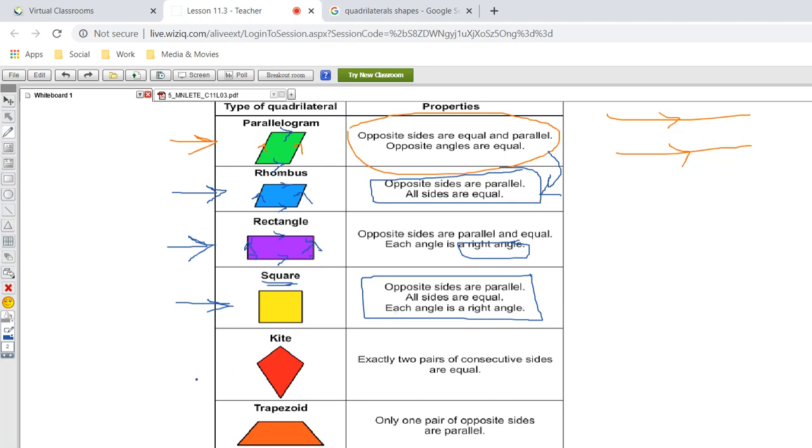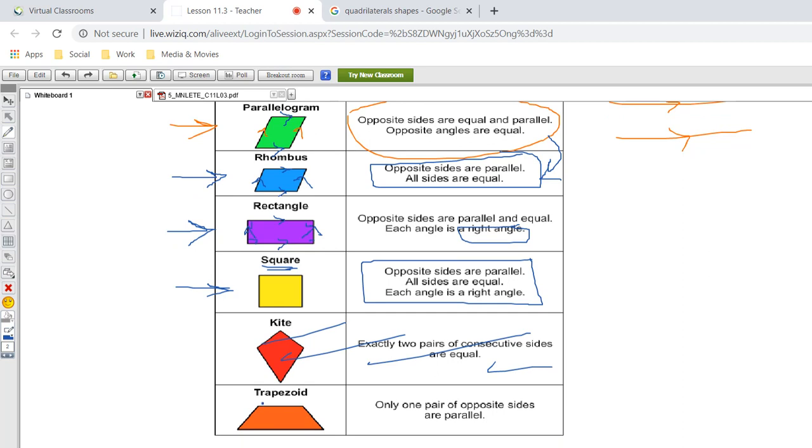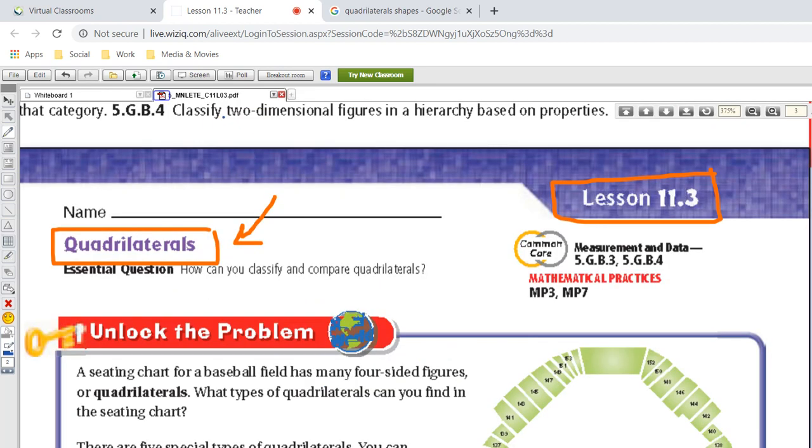Okay, kite, we don't have it in our lesson, but the trapezium here has one pair of opposite sides parallel. Only one pair of opposite sides are parallel. Okay, guys? Okay, let's move back to our lesson.